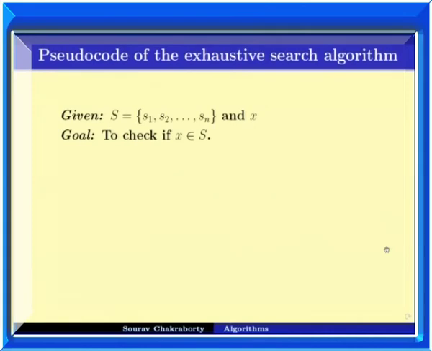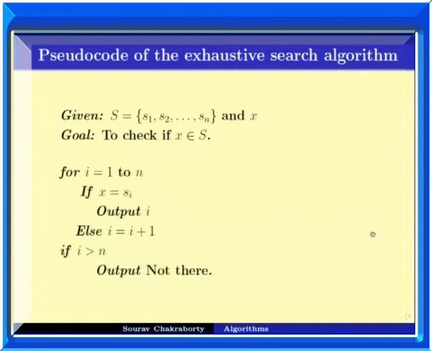Let us see the pseudo code of this algorithm. We have been given this set S and X, these are the two inputs, and we want to check if X is in the set S. What we do is go from left to right one by one, exhaustively searching the whole set S: for i equals 1 to n, if X is the ith element, that means I find X in this set.